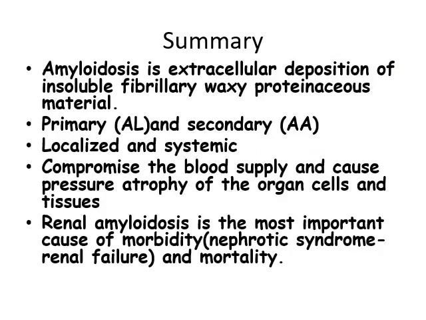To sum up the lecture, amyloidosis is extracellular deposition of insoluble fibrillary waxy proteinaceous material. As we said, it is accumulated due to misfolding of protein with defect in clearance. Two main types are primary and secondary, which is also called reactive amyloidosis. It could be localized or systemic, compromise the blood supply, and lead to subsequent pressure atrophy of organs and tissues. Renal amyloidosis is the most serious and important cause of morbidity, leading to nephrotic syndrome and renal failure and even death.